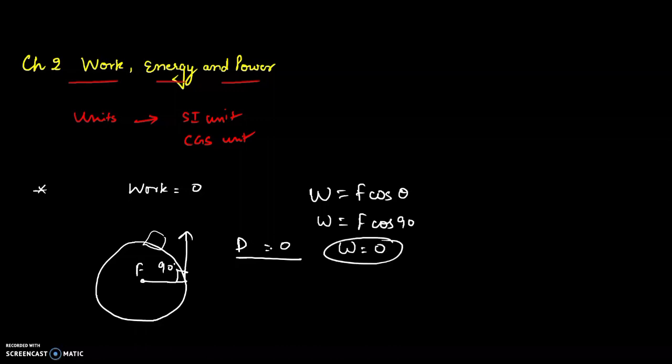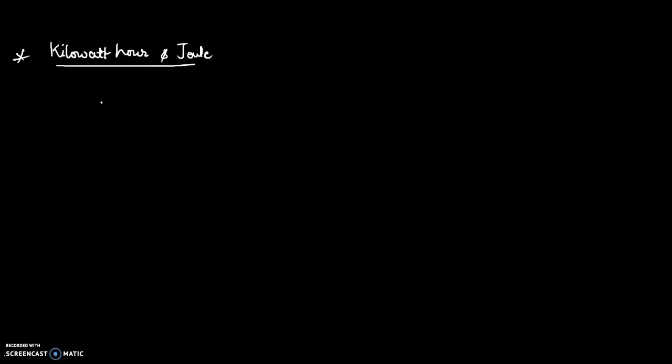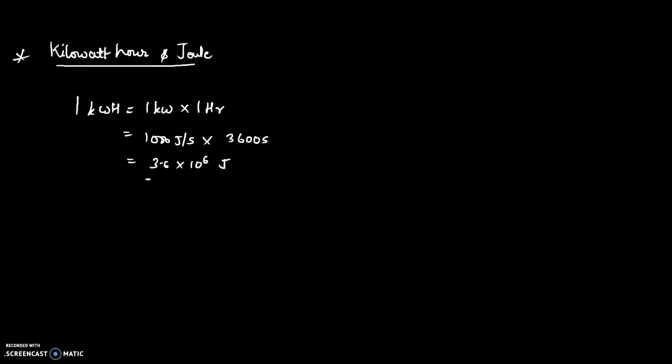You can calculate this work by two methods. First is W equals F into d. Here also displacement being 0, the answer will be 0, and from this F cos theta, it is F cos 90, that is 0. They may also ask you the relation between kilowatt hour and joule. 1 kilowatt hour is equal to 1 kilowatt multiplied by 1 hour. Now 1 kilowatt is equal to 1000 joule per second, and 1 hour is equal to 3600 second. That means 3.6 into 10 to the power 6 joule.